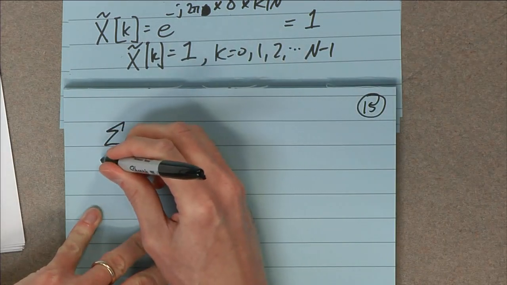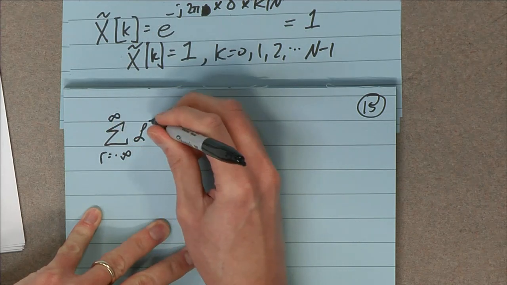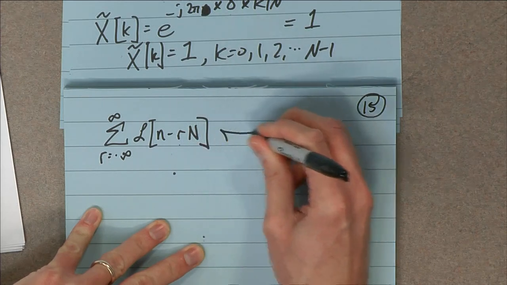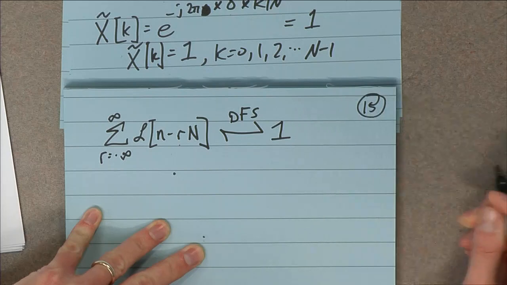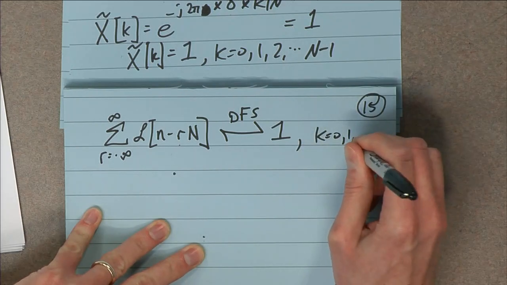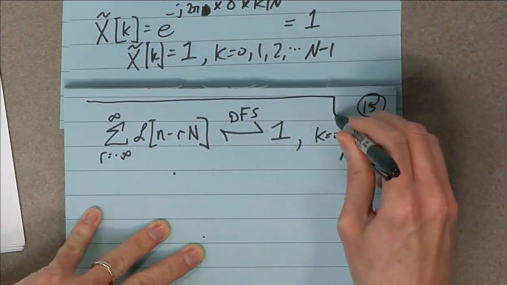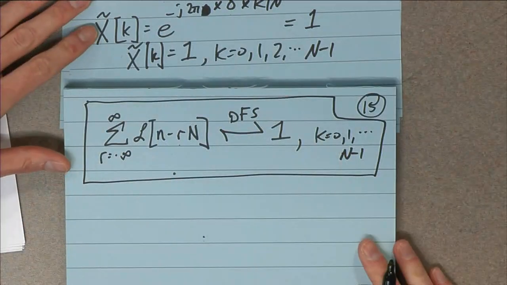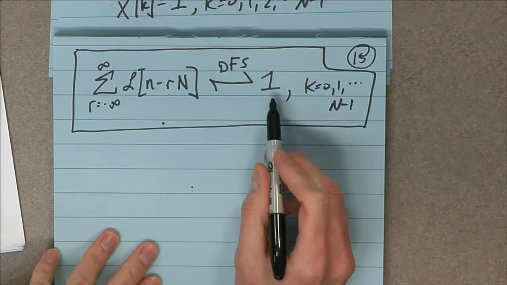So now we know, given this impulse train, we have a discrete Fourier series with the sequence 1. So we'll box this because we're going to reuse it. So we've got all ones.